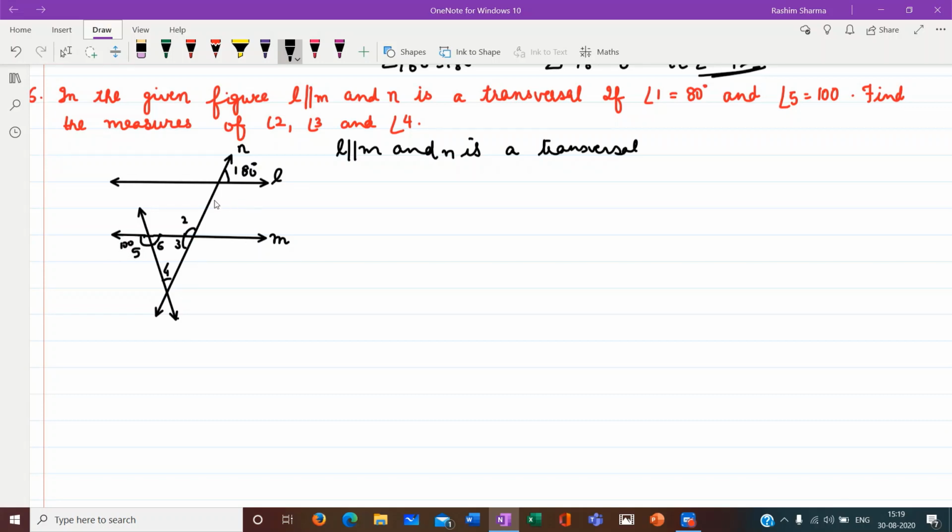Now here we can see angle 1 and angle 3 along this transversal N. They are alternate exterior angles. So we can write here angle 3 is equal to 80 degree. Why? Because this is an alternate exterior angle.